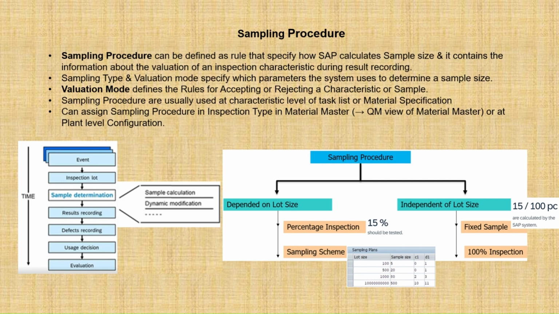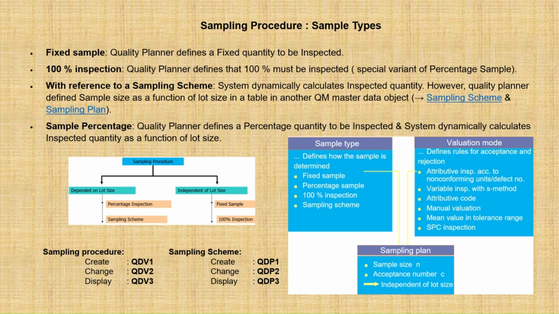Which means it is dependent on how much percentage I will be inspecting out of the lot. The other is the sampling scheme, which I will take later. The second option is that it is independent of my lot size. It doesn't matter whether my lot size is 100 or 1000 or 10,000, my sample size will be fixed. That is an independent lot size, which means I have decided at the initial level that this will be my sample.